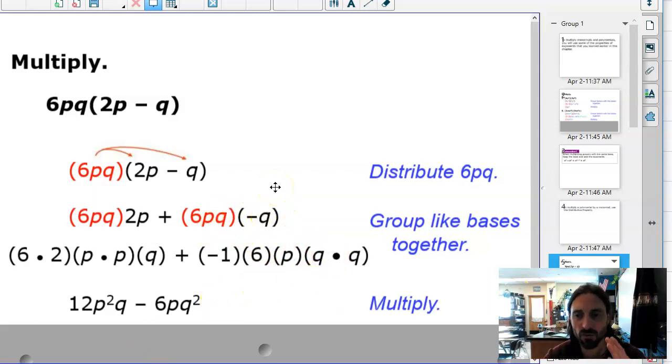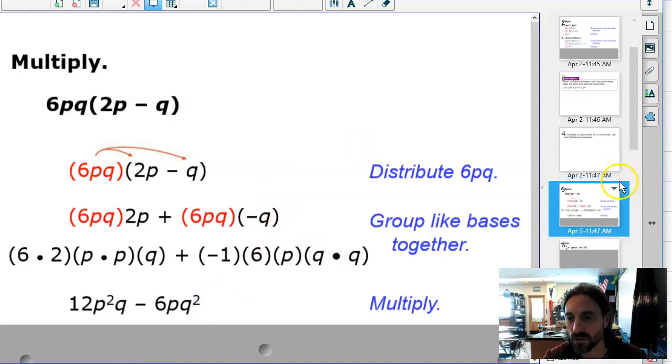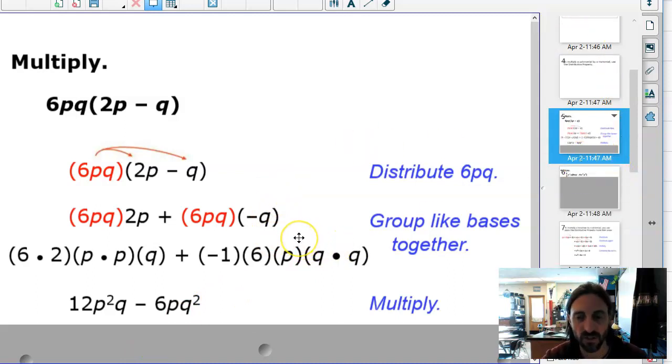So again, here's another really good example you might want to put in your notes. So again, pause the video if you need, put the example down, but you can see how all the factors get grouped and multiplied together.